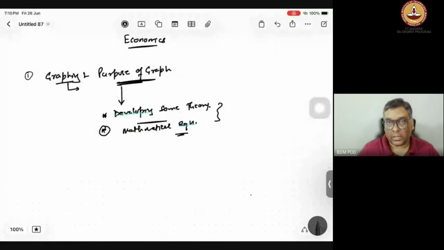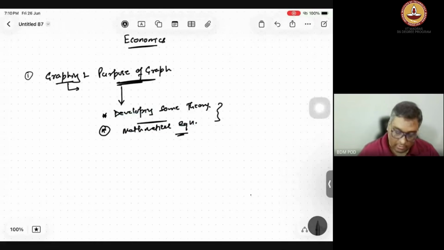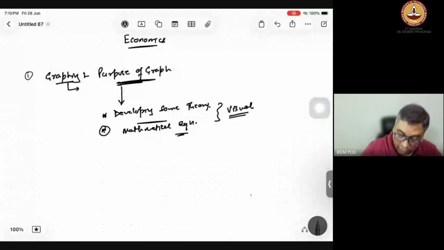If you want to find out some pattern, or if you want to visualize how the ideas are expressed or how the theories are developed, right? So we need some visual representation. That visual representation, from where we identify or interpret the results or outcome of our developed or developing theories, is called the graphical representation. So that is why we are using the graphs. Okay. Now coming to the second point.